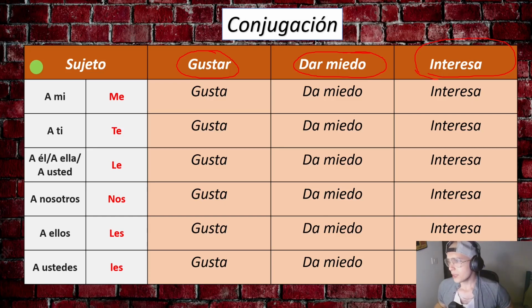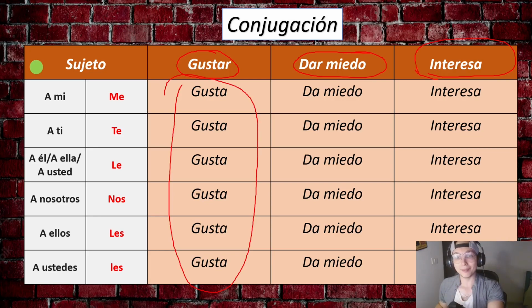Now, if we notice, all these verbs have the same conjugation. We say, "a mí me gusta." I like. Let's repeat. A mí me gusta. A ti te gusta. You like. A él le gusta. He likes. A ella le gusta. She likes. A nosotros nos gusta. We like.